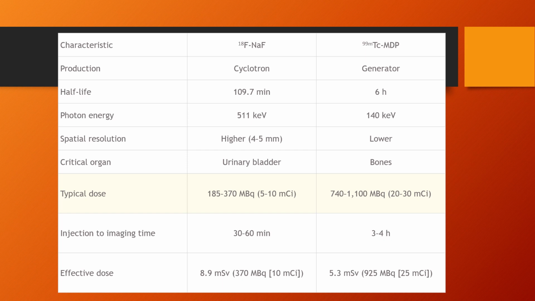So this is a chart comparing the two. The half-life is shorter for sodium fluoride. It means it's going to spend less time in the body. It's going to decay quicker. That translates to lower radiation exposure.